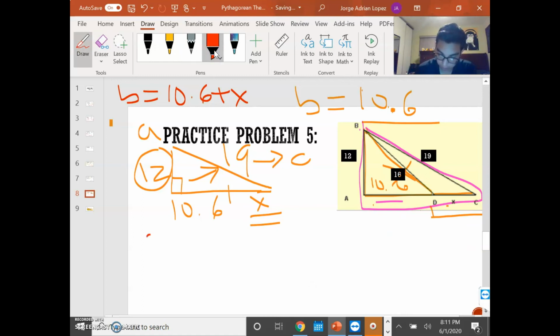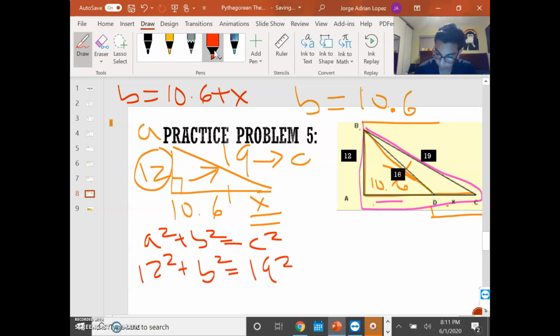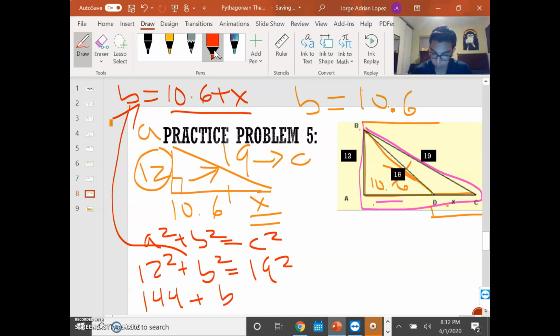So our a squared plus b squared equals c squared is 12 squared plus b squared is equal to 19 squared. Alright? Now, what's our b? Our b is this, but we're not going to sub in this whole part right now. I'll tell you guys when. Alright? Now, 12 squared is what? 144 plus b squared. And what's 19 squared?